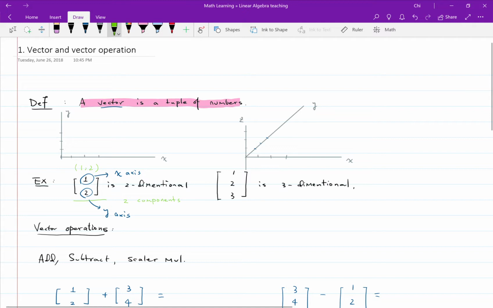So let's actually draw it. So on the x-axis, this is 1. So we mark it here. And then on the y-axis, so 1, 2. Here is 1, 2. And that's the end of our vector. And to represent this vector fully, by convention, we draw an arrow starting from the origin, ends at the point 1, 2. So this arrow represents the vector 1, 2.